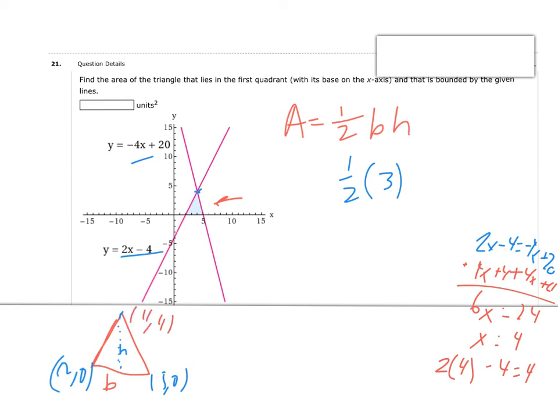I'm really grabbing the y value here of 4 because you can see that the y value is the height there, and so I'll put that right there. There's our area.